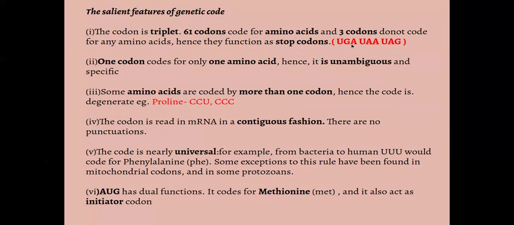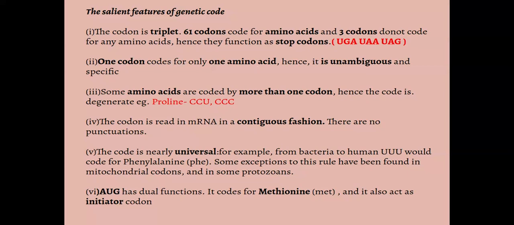So you got to know which are the stop codons. These are UGA, UAA, and UAG. Okay, so these are your stop codons. Try and write it in terms of uracil and not thymine. Clear? Then one codon codes for only one amino acid.